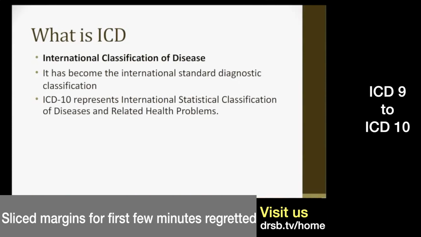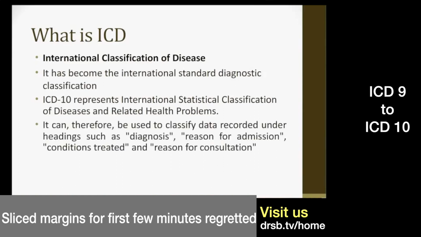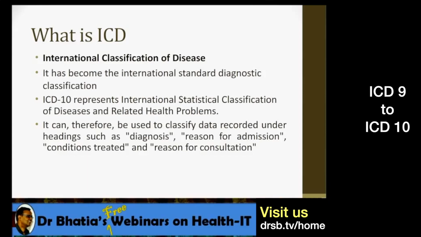ICD 10 represents the International Statistical Classification of Diseases and Related Health Problems. So ICD 10 has a slightly broader scope than ICD 9, and therefore ICD 10 can be used to classify data recorded under headings such as diagnosis, reason for admission, conditions treated, and reason for consultation. Now here is the big difference: initially the classification had been designed only for classification of a disease, but there was no allied information that could come along with it.